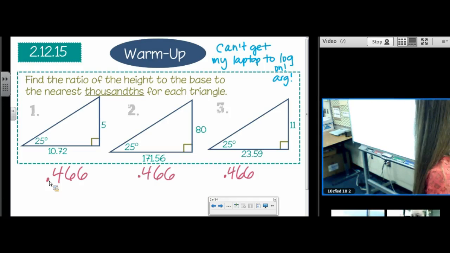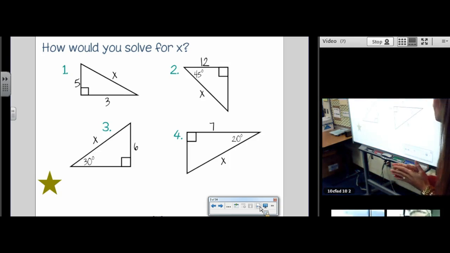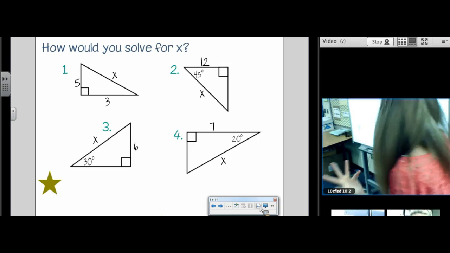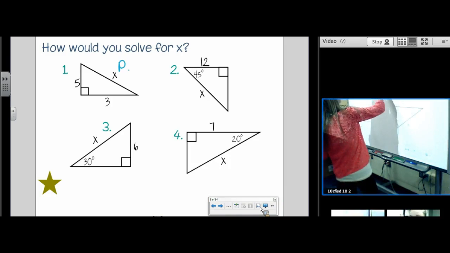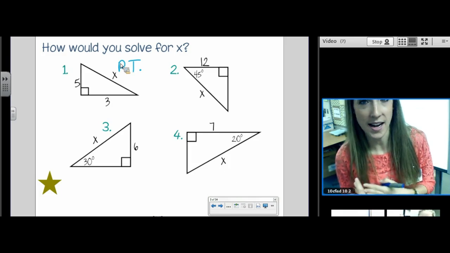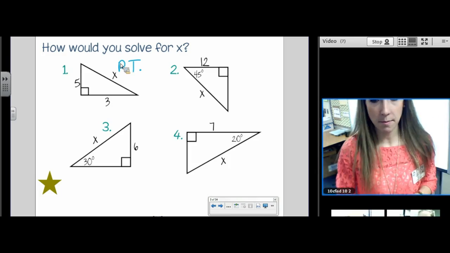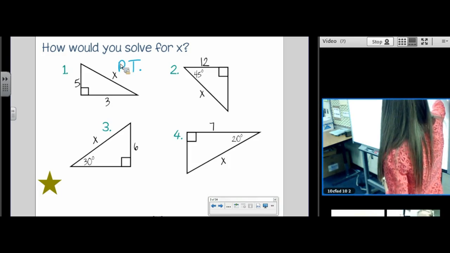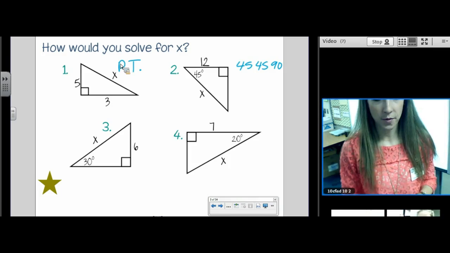Okay, so on number 1, what would we use to solve for x? Pythagorean theorem. Very good, PT. So we would use Pythagorean theorem, and we could totally solve for x. We could get an exact answer for x, right? A simplified radical. Number 2, what method would we employ? Yes, we would employ our 45, 45, 90 shortcut. 12, 12, 12 root 2.